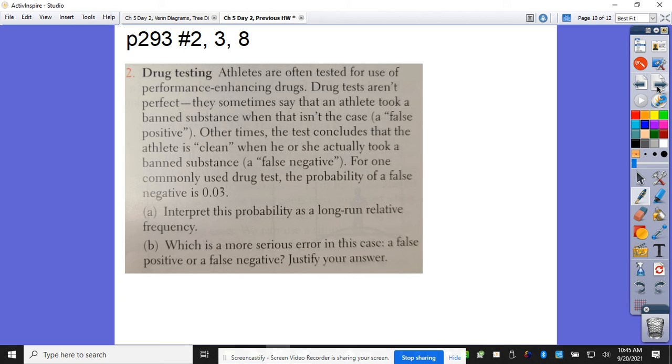That's actually a lead into chapter 7 or 8. I can't remember which one it is off the top of my head. Which one's probably more serious though? False positive, because someone who didn't do anything is getting in trouble. Maybe that's worse than somebody getting away with something bad that they did do. Really, you could argue either point there.